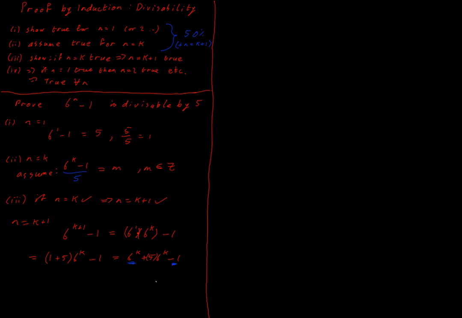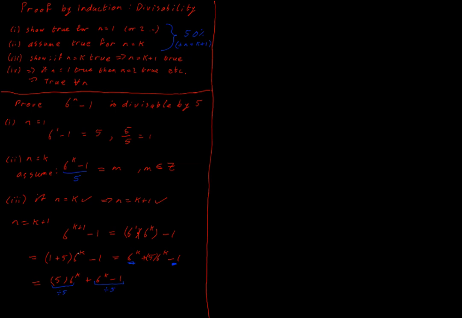That and that is the situation I had for n is equal to k. That's the n equal to k situation. So I'm going to rearrange that. So I have 5 multiplied by 6 to the power of k plus 6 to the power of k minus 1. I have assumed that this bit is divisible by 5, and something multiplied by 5 is obviously divisible by 5. So this is essentially my work done.